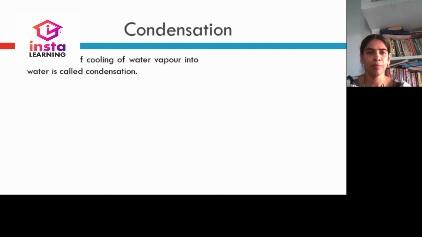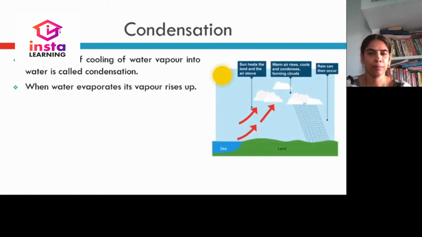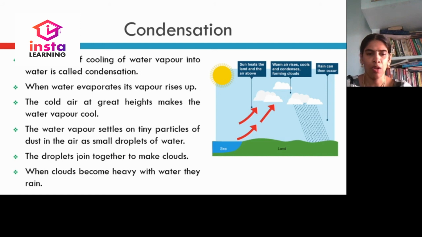Condensation. The process of cooling of water vapor into water is called condensation. When water evaporates, its vapors rise up. The cold air at great heights makes the water vapor cool. The water vapor settles on tiny particles of dust in the air as small droplets of water, forming clouds. When clouds become heavy with water, they cause rain.